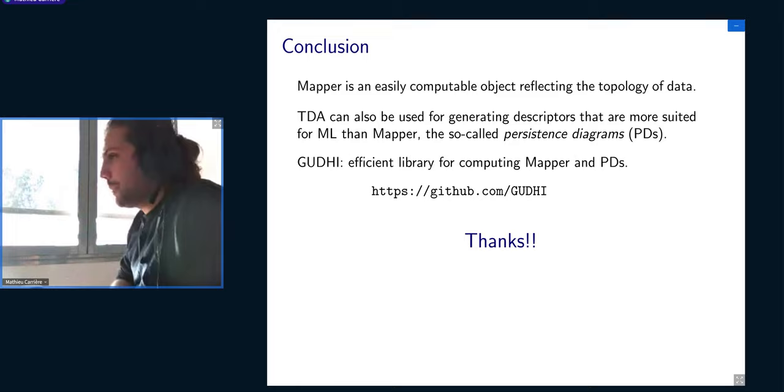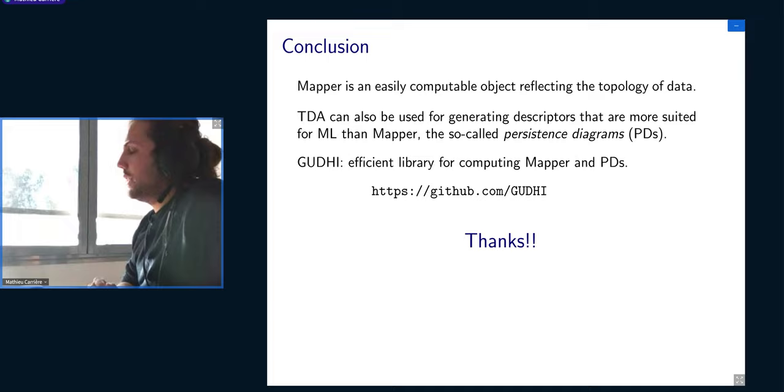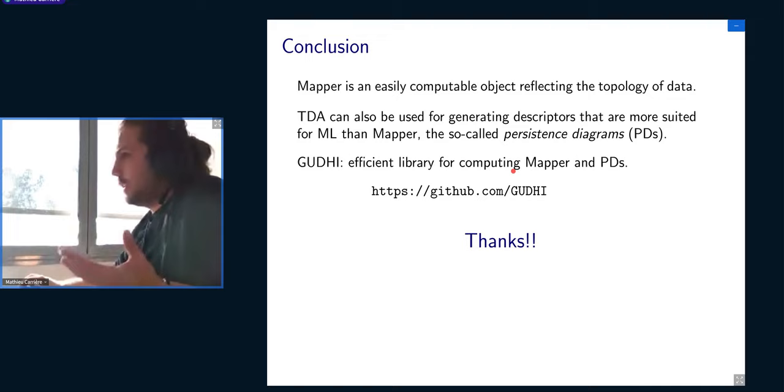And jump to the last slide, which is really, my goal was to give you an overview, a quick view of exploratory TDA. As I said, there is a whole other part of TDA, which is more about machine learning and descriptors, based on what we call persistence theory. If you're interested, obviously, I'll be happy to take questions. And otherwise, if you want to play with it, I advise you to take a look at the Gudhi library.